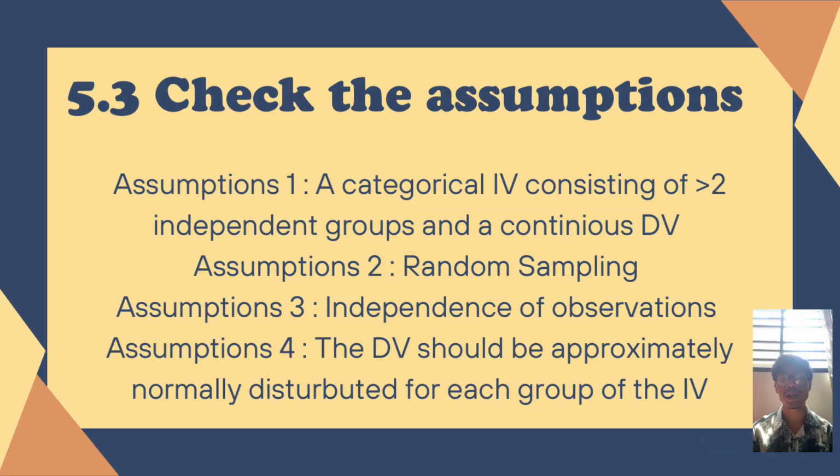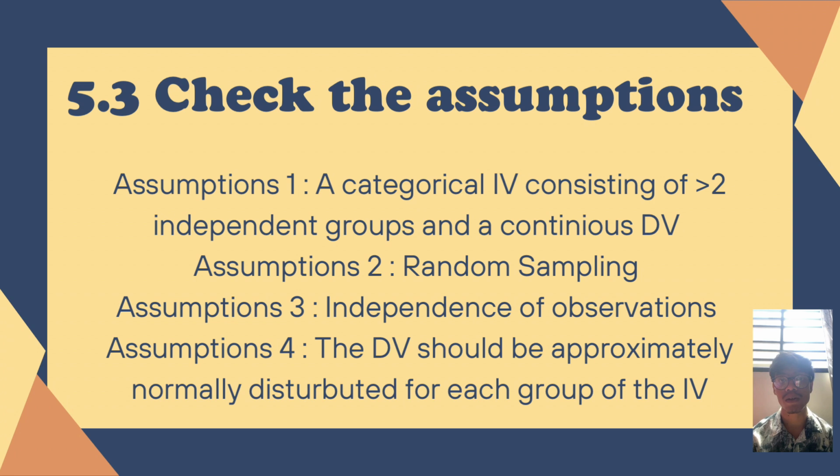Third, the assumptions required for conducting a one-way ANOVA were checked. The first assumption was met, as the independent variable was categorical with more than two independent groups, and the dependent variable was continuous. The second assumption, random sampling, was assumed to be satisfied as participants were selected from the same population of varsity students. The third assumption of independence of observation was met because each respondent belonged to only one group and provided one set of responses when answering the questionnaire.